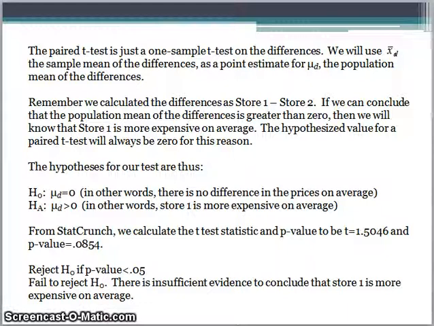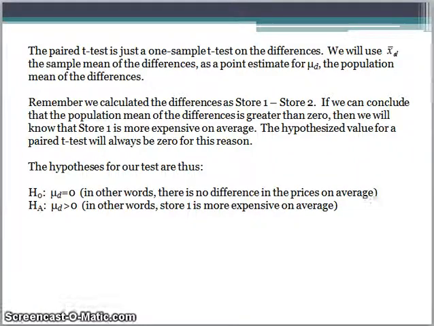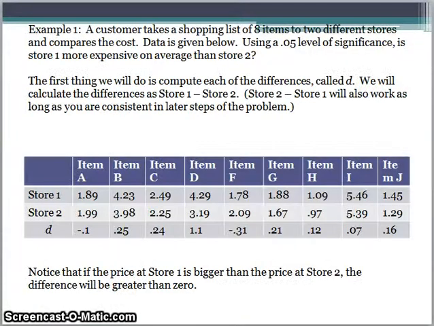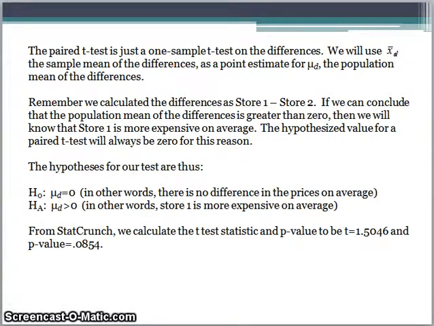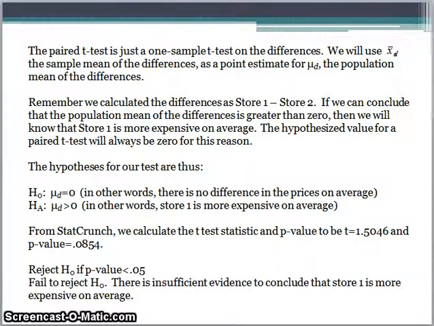Okay, and we never want to lose sight of the fact that we're inferring to the population. We know what the sample looks like. We found that the mean difference was, what did we find it was? Well, I don't guess we stated it, but what we want to know about is the population. So we want to know if, for all of the items in the store, store 1 is more expensive than store 2.